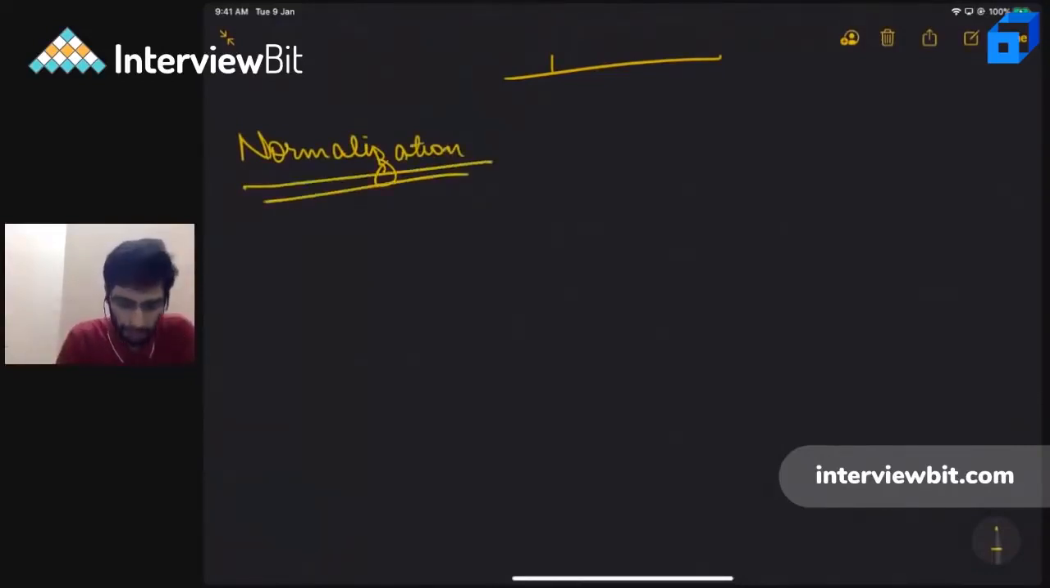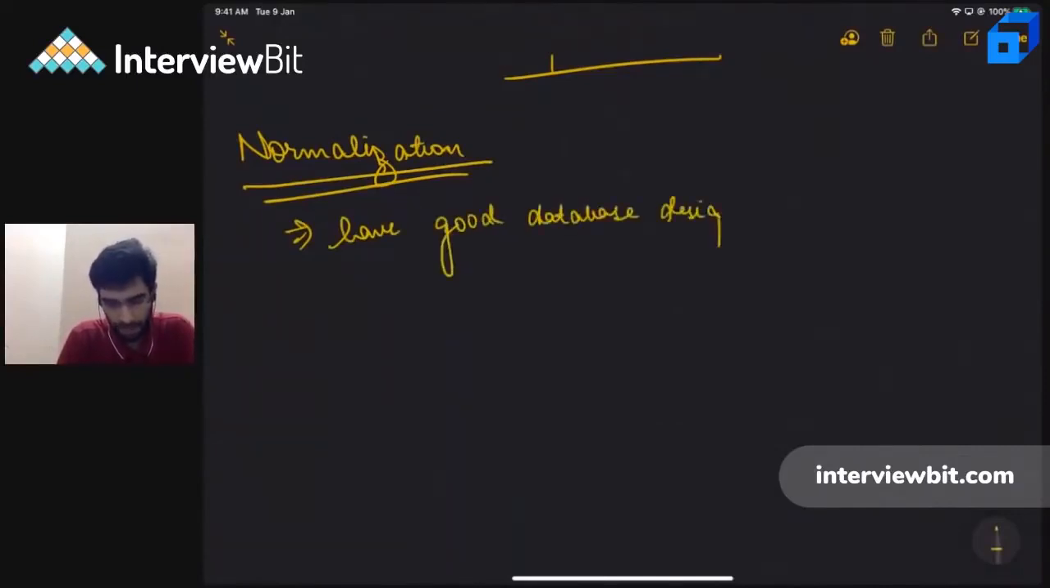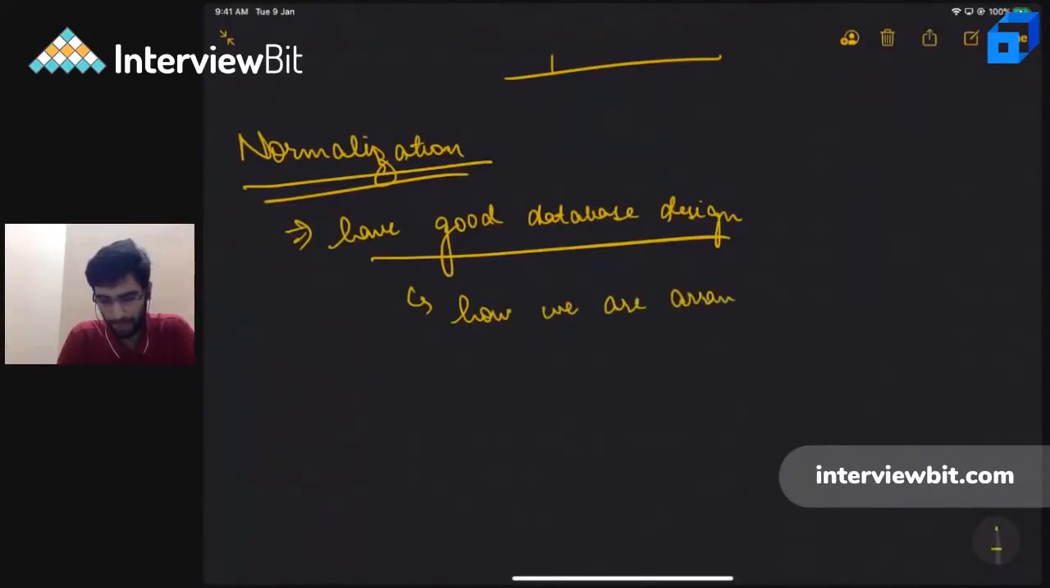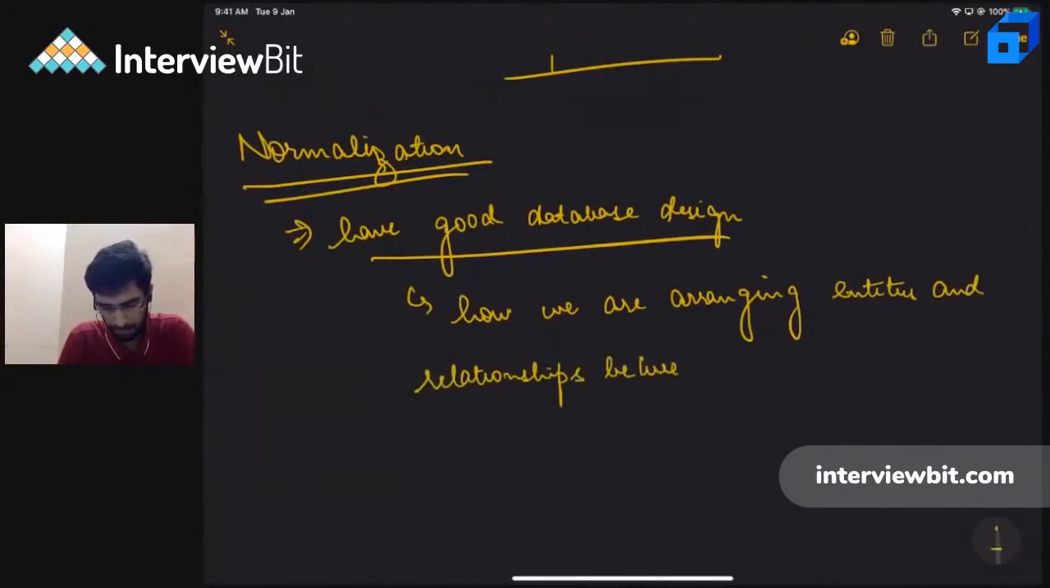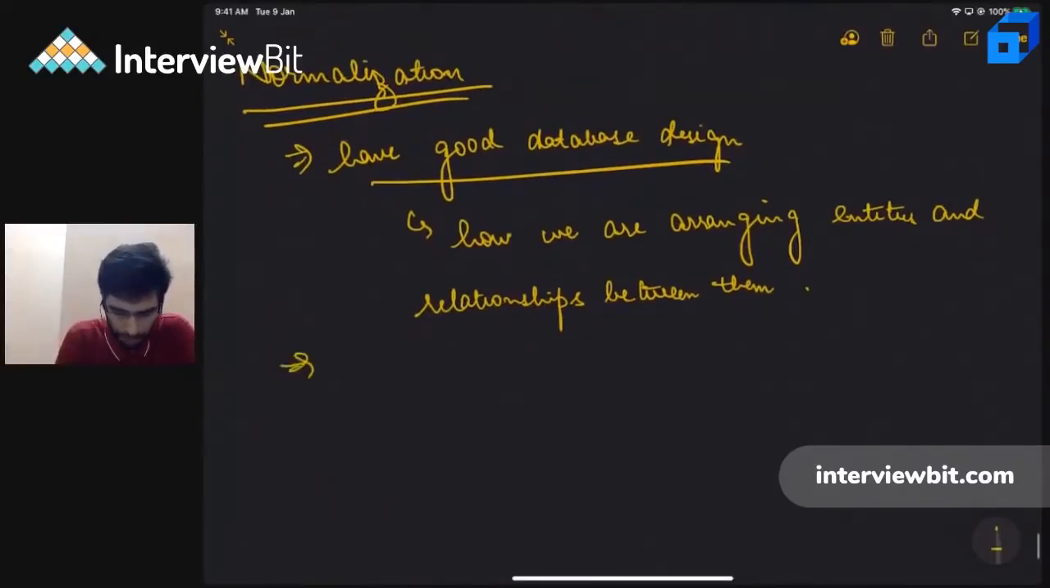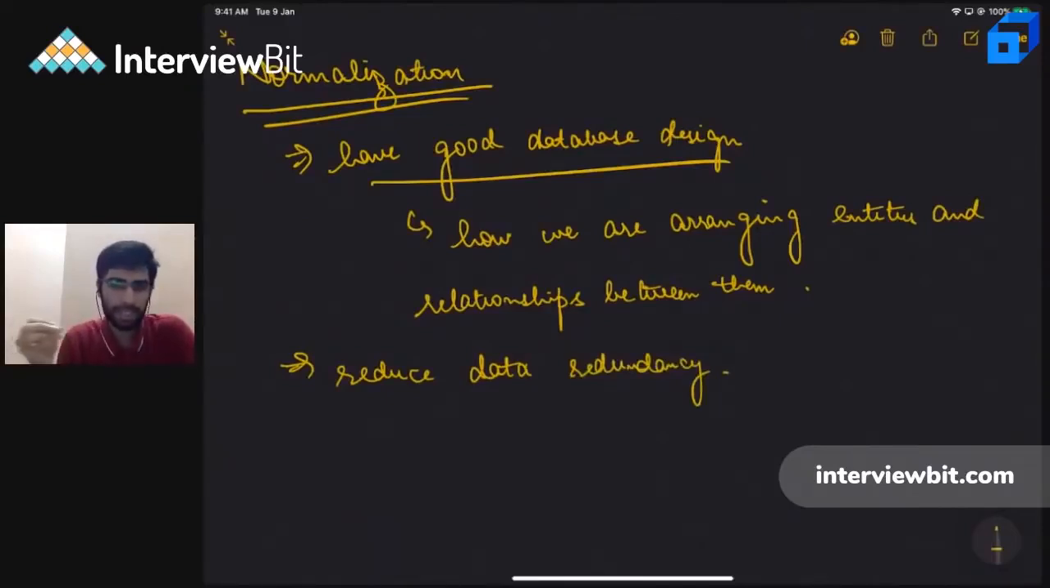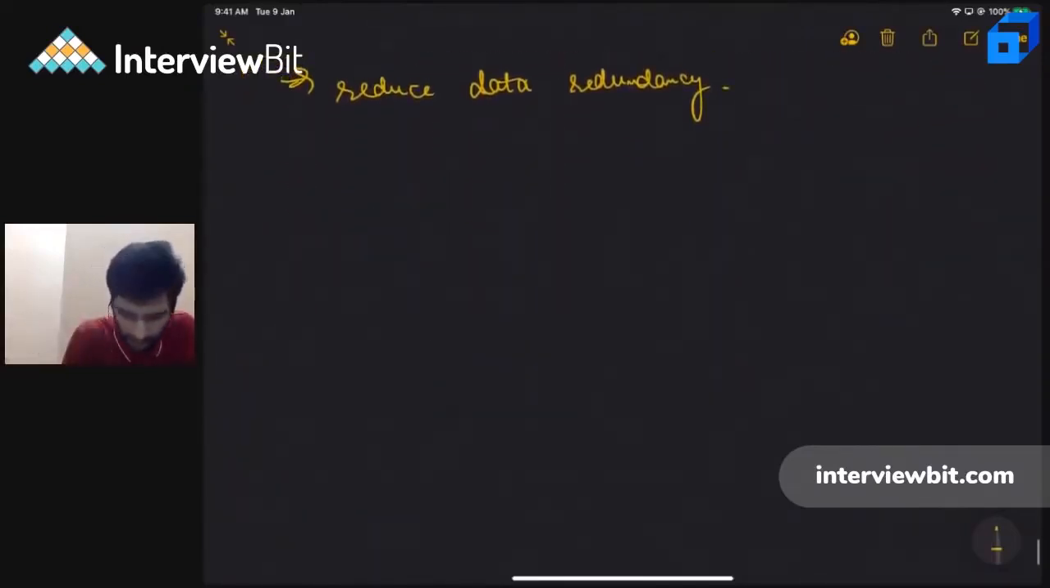Normalization allows you to have good database design. Good database design in terms of what? In terms of how we are arranging entities and relationships between them. Normalization also allows you to reduce data redundancy. Let us say I had the student table again. In the student table, now I'm also storing the address of everyone.